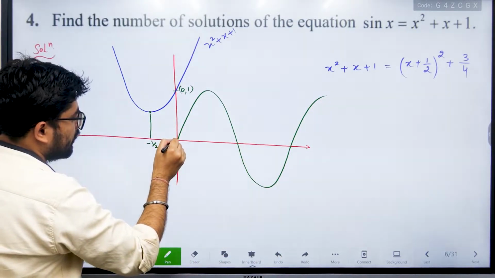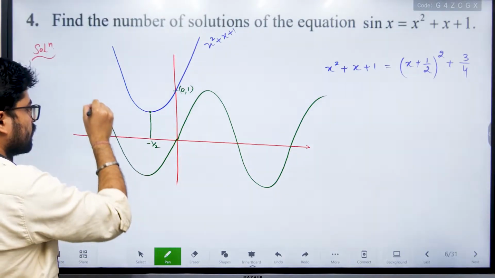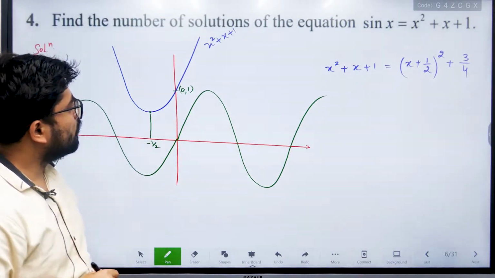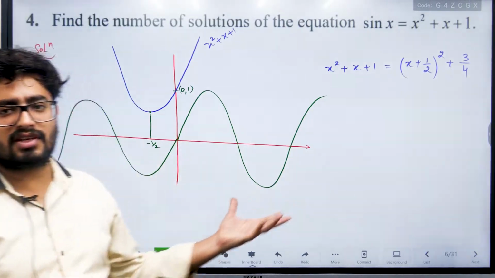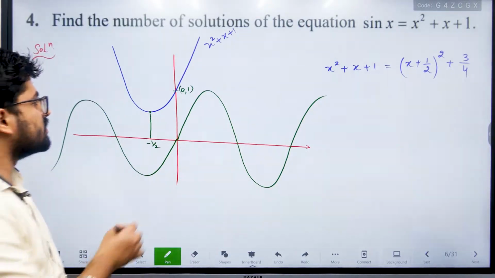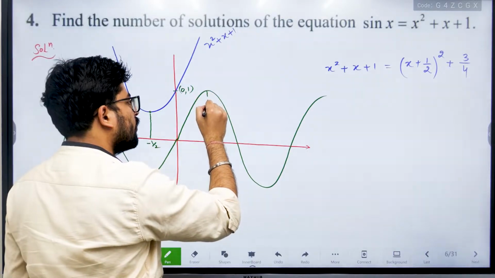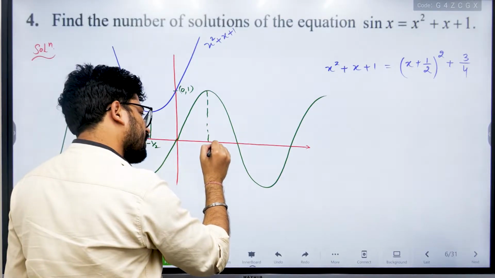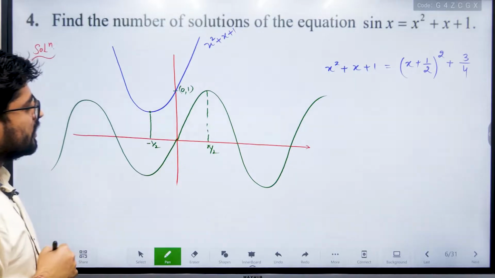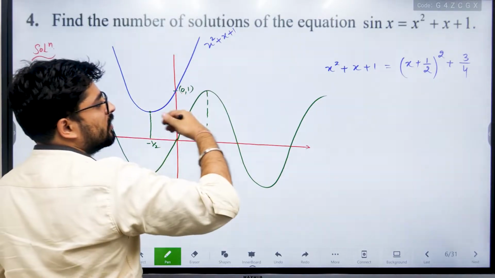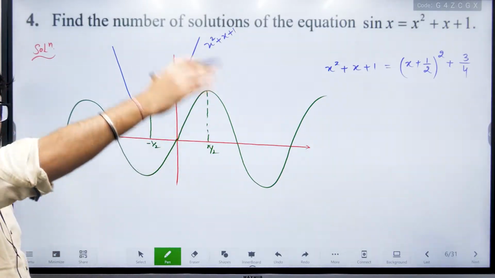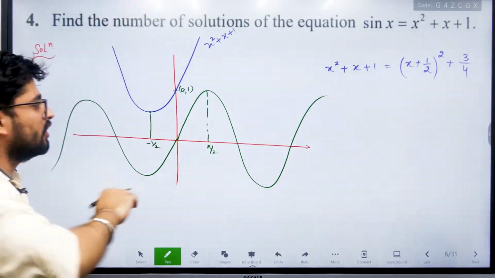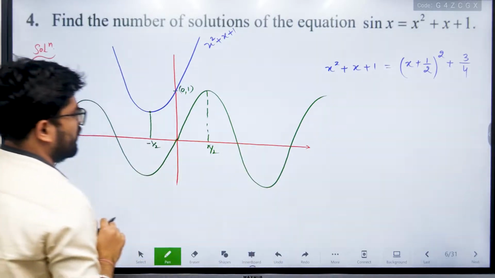Yes, and in negative direction. Okay. So sir, here we have no point of intersection. This value is 1 at x equal to pi by 2. And after 0, x square plus x plus 1 is what? Greater than 1. Whenever x is greater than 0, x square plus x plus 1 is greater than 1. So there is no point of intersection on that side.